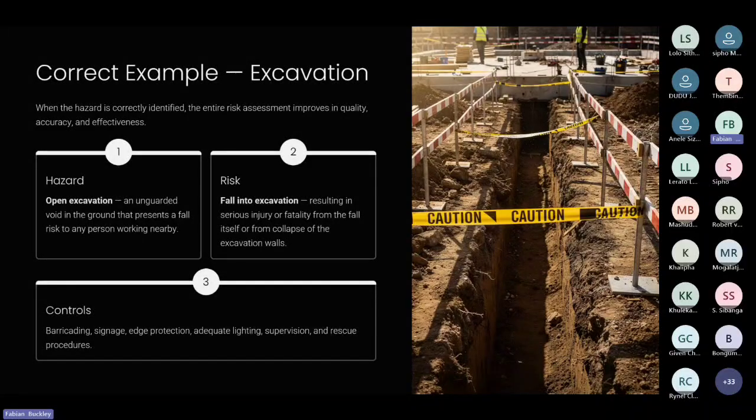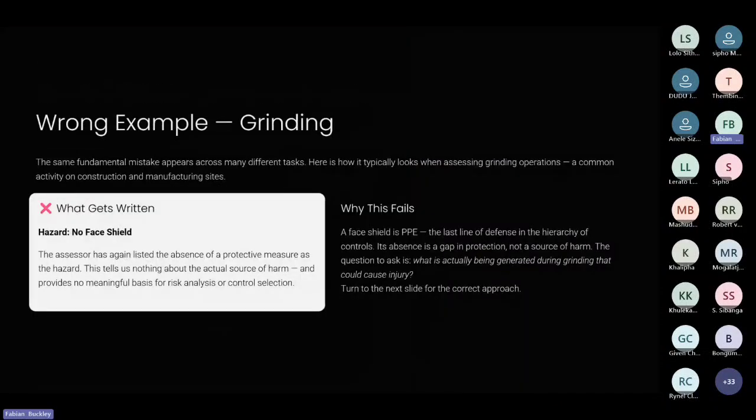Another good example that I used, that I'll share with you guys if you haven't read it, was the example of the face shield. Now, a good example is no face shield. This is a common one that everyone likes to use. Hazard, no PPE. What's the control? Ensure all the workers have their correct PPE. That's a common one you find in risk assessments. So it says here, the assessor has again listed the absence of a protective measure as the hazard. This tells us nothing about the actual source of harm and provides no meaningful basis for risk analysis or control selection.